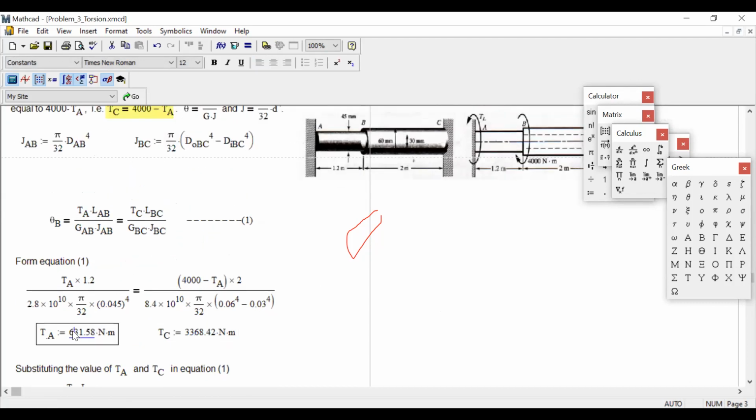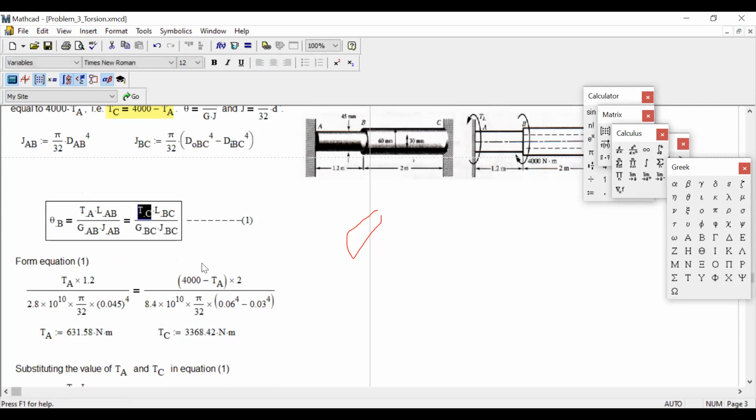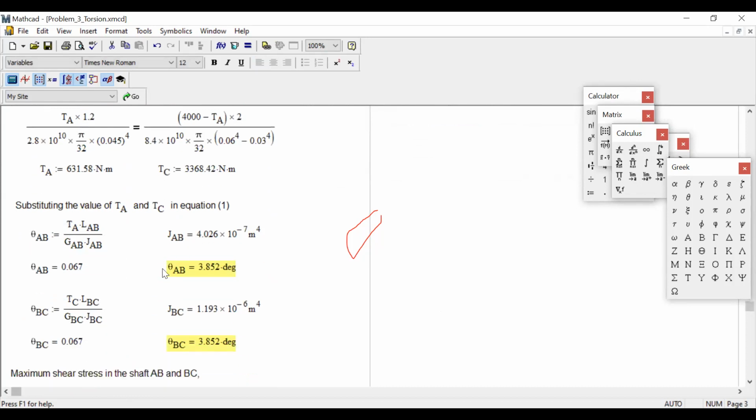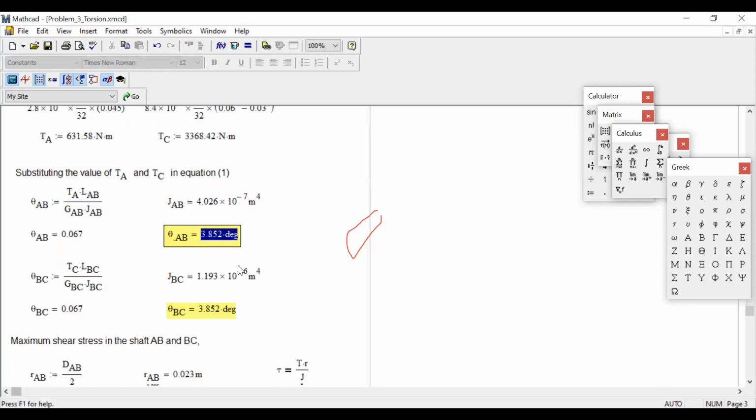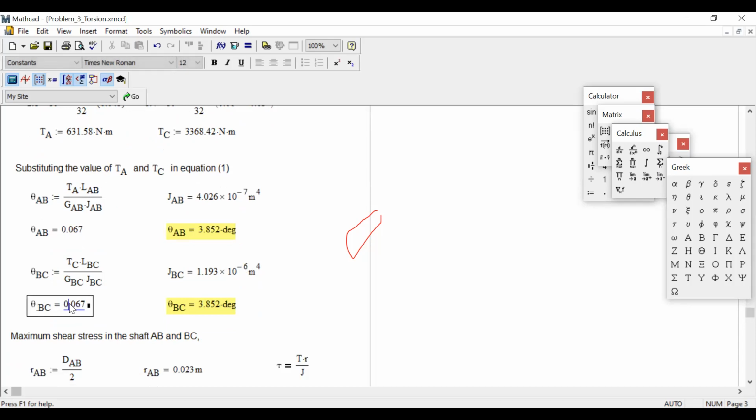Just this torque, you put it over here, and this torque, you put it over here. So you'll get theta. Theta AB equals 0.067. That means this is coming in radian. If you convert to degree, then it comes in degree. Similarly, theta BC has to be the same. If it is not coming the same, then something is wrong. This one is in degree.